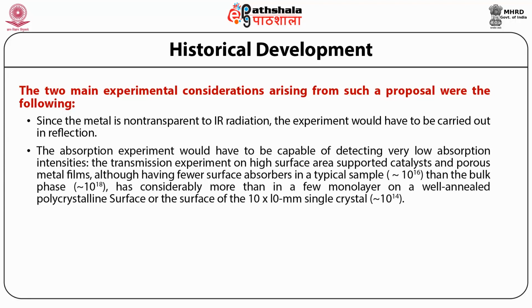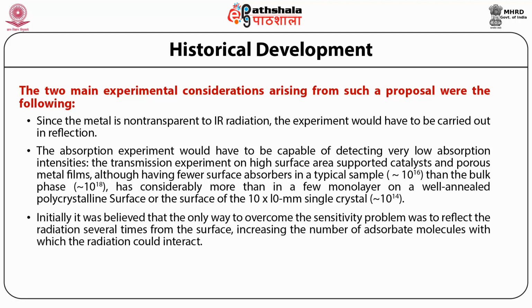The transmission experiment on high surface area supported catalysts and porous metal films, although having fewer surface absorbers in a typical sample, that is approximately 10 to the power 16, than the bulk phase, which is approximately 10 to the power 18, has considerably more than a few monolayers on a well annealed polycrystalline surface or the surface of a 10 by 10 millimeter single crystal, which is approximately 10 to the power 14.